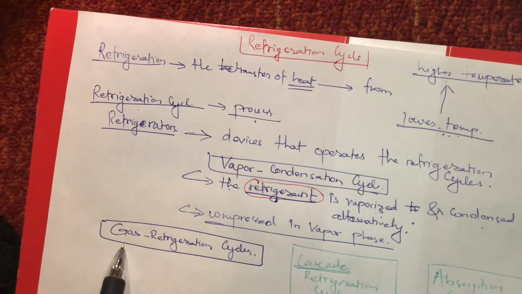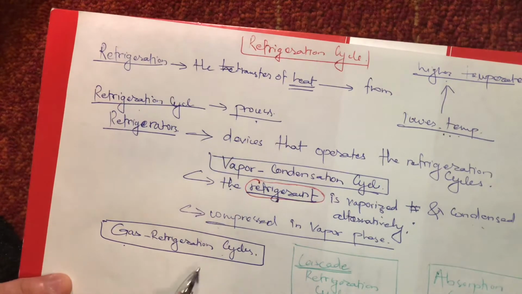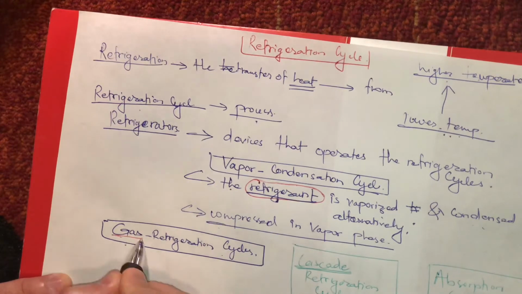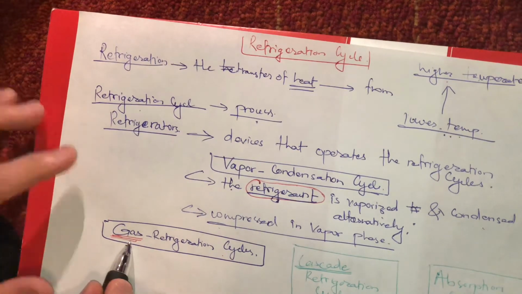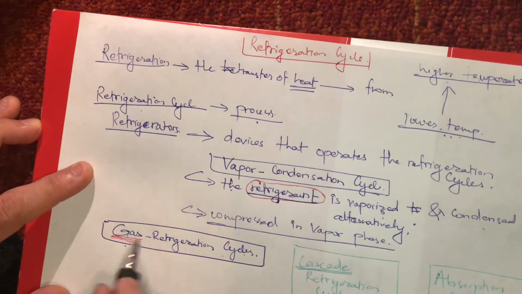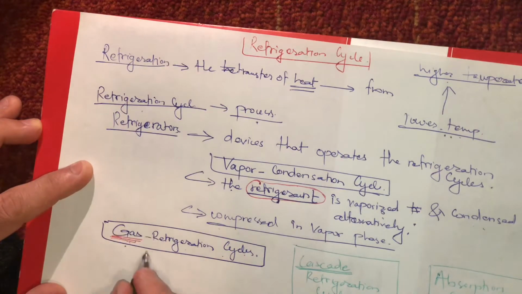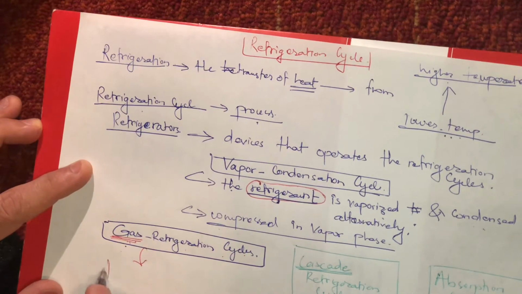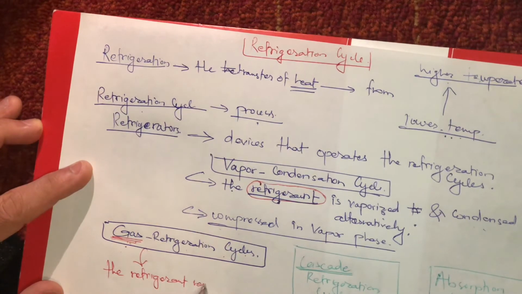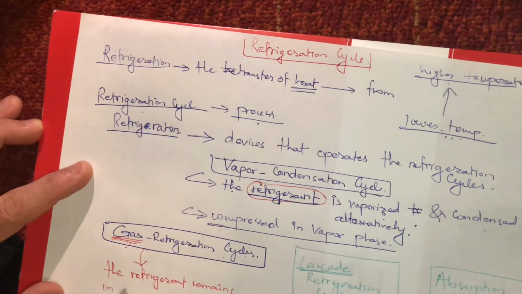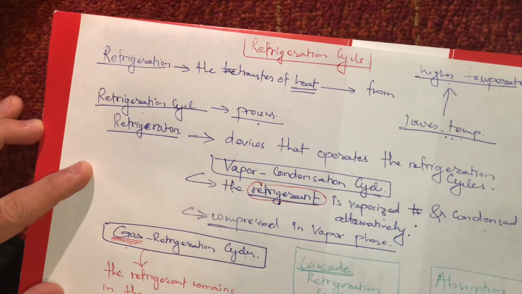If we go back to the gas refrigeration cycle, what happens is the refrigerant remains in the gaseous phase throughout the whole process. The key word here is gas, and during the refrigeration cycle, the refrigerant remains in the gaseous form throughout the whole process.